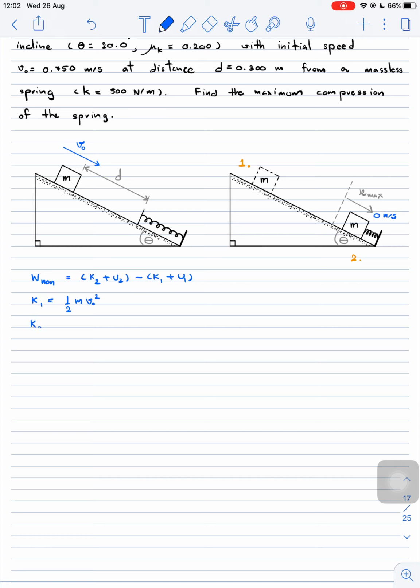Now K2 is going to be equal to 0, because for the maximum compression, the speed of the block must be equal to 0. Otherwise the block will continue moving in the downward direction and the spring will be compressed more.